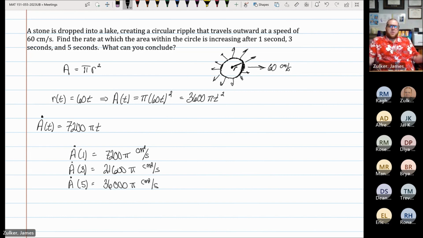Now it's asking, what can we conclude? If we look at this, as time moves on, the area grows faster, right? So the rate at which the area grows is increasing as time progresses. Specifically, notice it is increasing linearly. Right? It's increasing in a linear fashion.